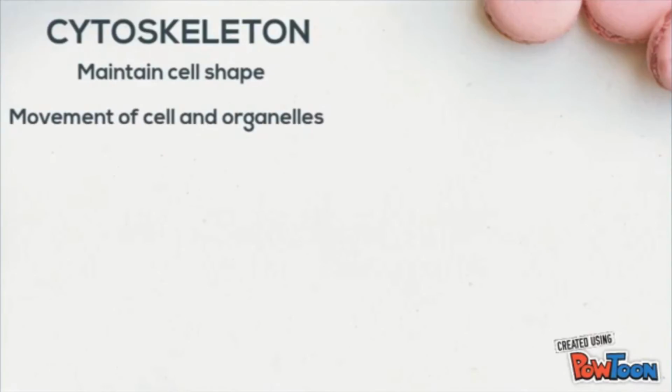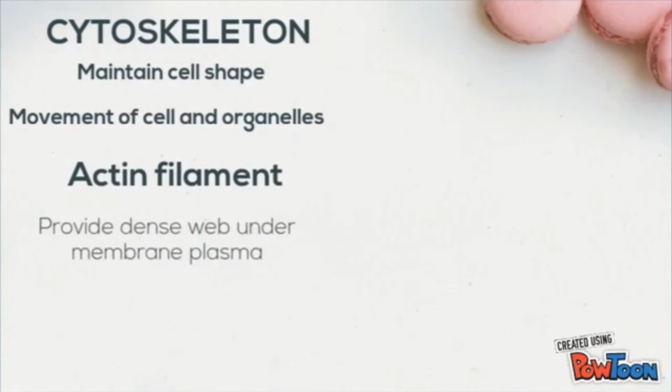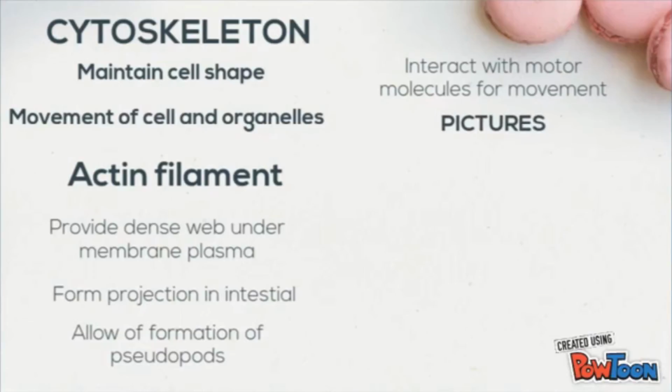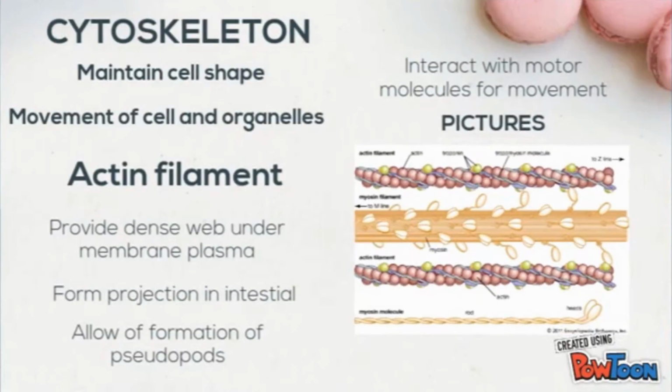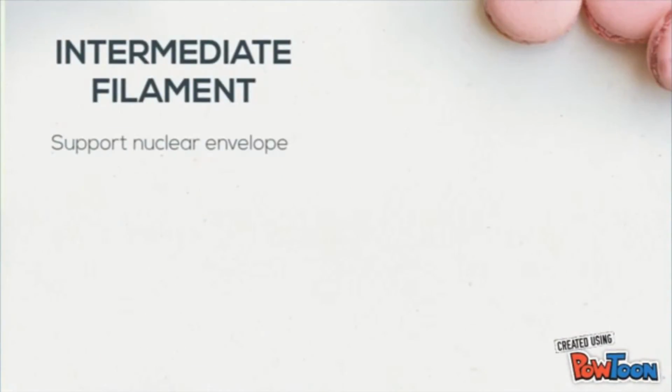Maintain cell shape and movement of cell and organelles. Provide a dense web under the plasma membrane. Form projections in the intestine, allowing the formation of pseudopods. Interact with motor molecules for movement. Act as support for the nuclear envelope.